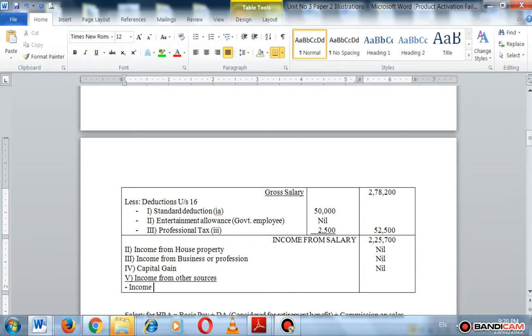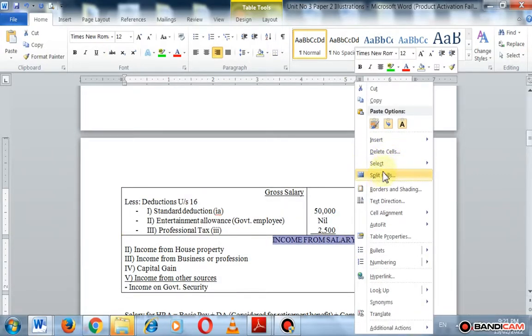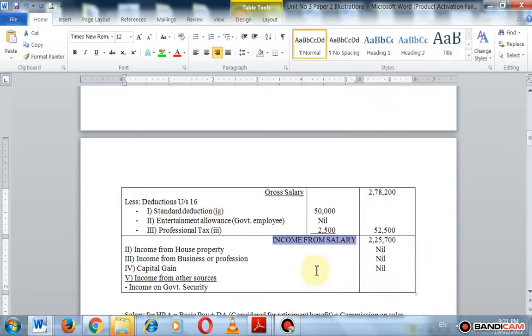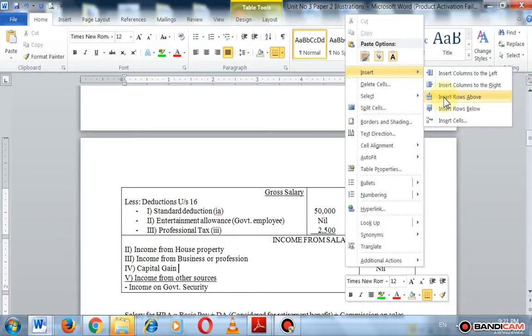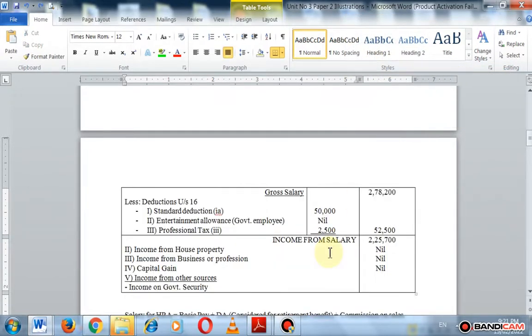Income on government security amounting to rupees 3,000 in the inner column. Interest on government securities, that is amounting to rupees 3,000.